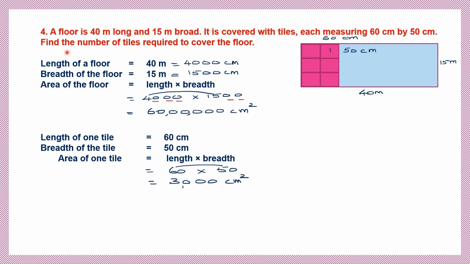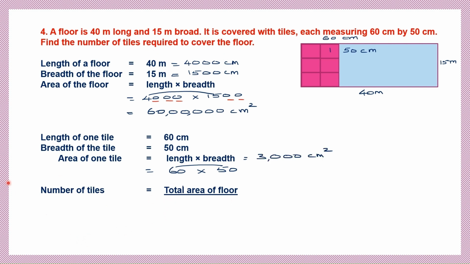Now we have to find the number of tiles required to cover the floor. For that, how do we find out? This is how we divide the total area of the floor, which is this, by the area of one tile. So what is the total area of the floor? 60 lakh, isn't it? 60 lakh. This is 60 lakh centimeters square, and we are dividing this by area of one tile, which we found out to be 3,000 centimeter square. Now we have to divide these two.